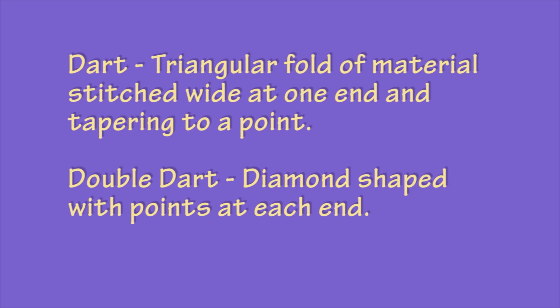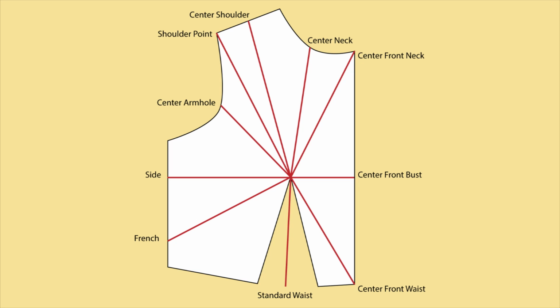A double dart, usually found at the waistline, is diamond-shaped with a long point at each end. Although darts are used extensively in garments, there are darts in lots of other projects too. Here's a diagram showing the various dart locations available for a simple bodice. As you can see, a dart can be placed virtually anywhere.